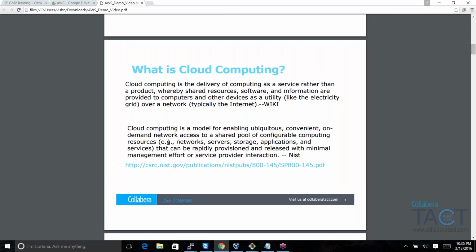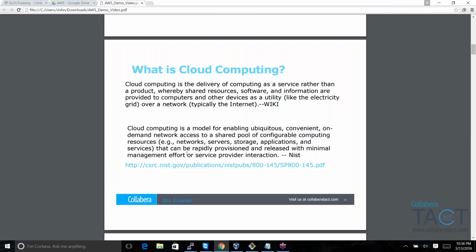And then the second definition is by something called NIST. NIST is like a standard organization. NIST means National Institute of Standards and Technology. They have come up with some very good definitions for what is cloud computing and what are the factors that make cloud computing a service and all of this stuff. So NIST is normally considered a standard definition. So what does this definition say?